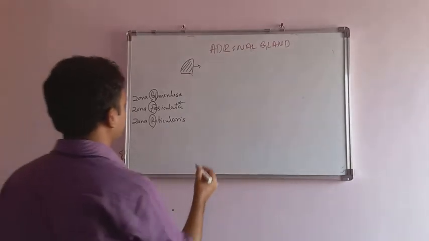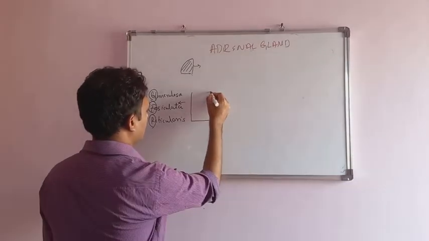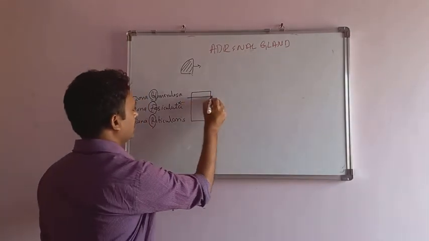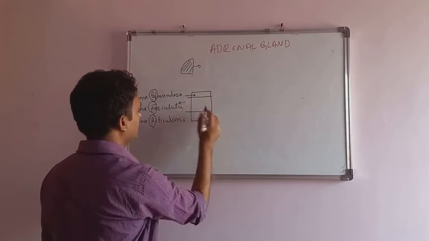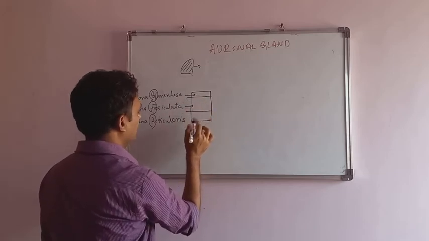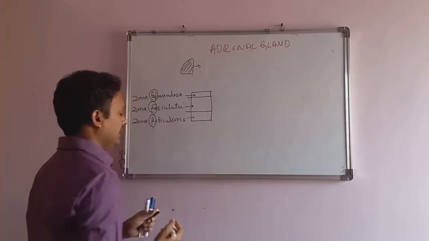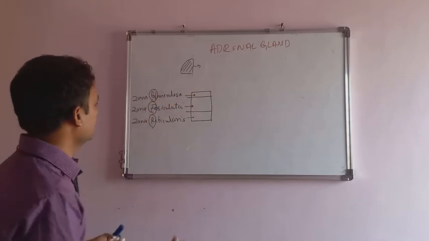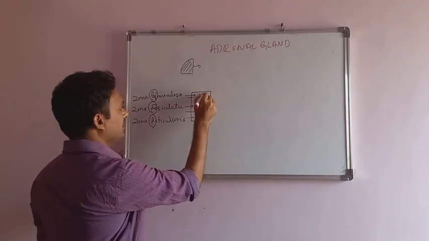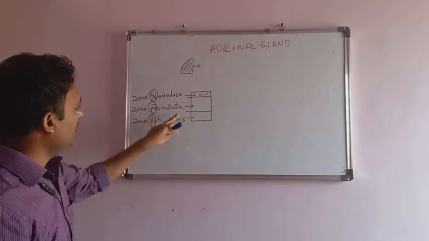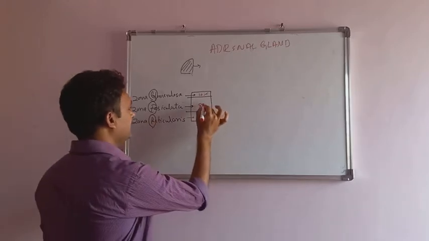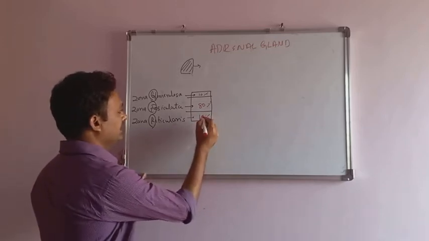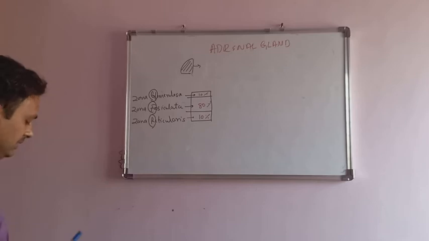Consider this is the adrenal cortex. Outside is zona glomerulosa, middle is zona fasciculata, and below is zona reticularis. In the whole cortex, zona glomerulosa makes only 10% of the thickness. Zona fasciculata makes 80% of the thickness, whereas zona reticularis makes only 10% of the thickness of the adrenal gland.